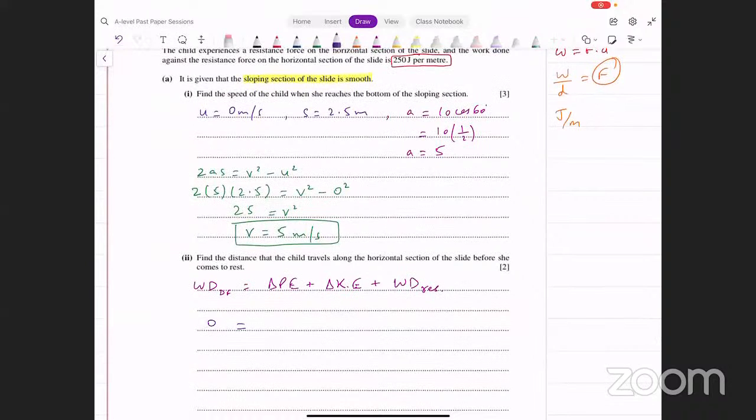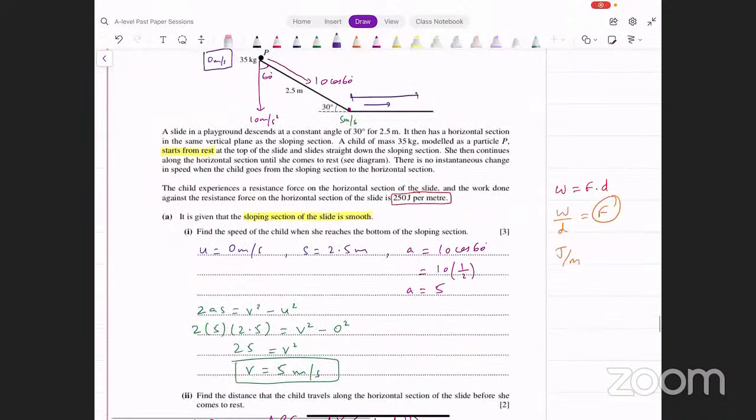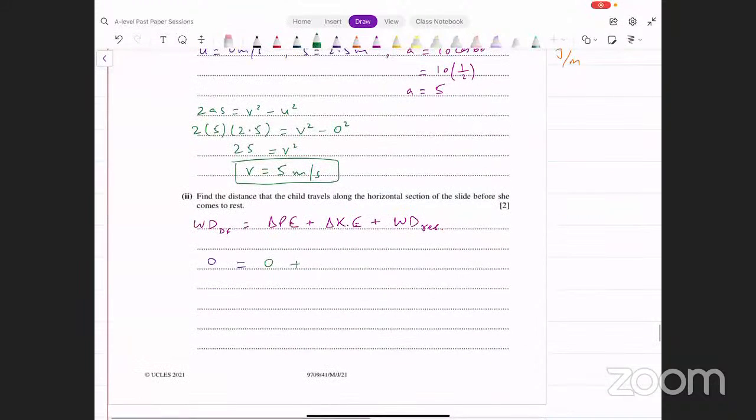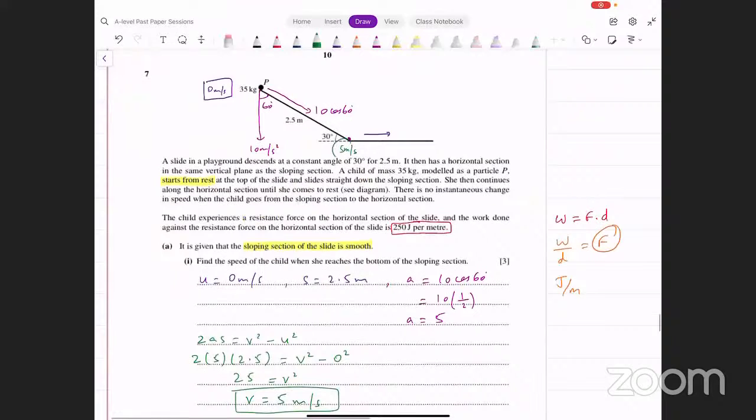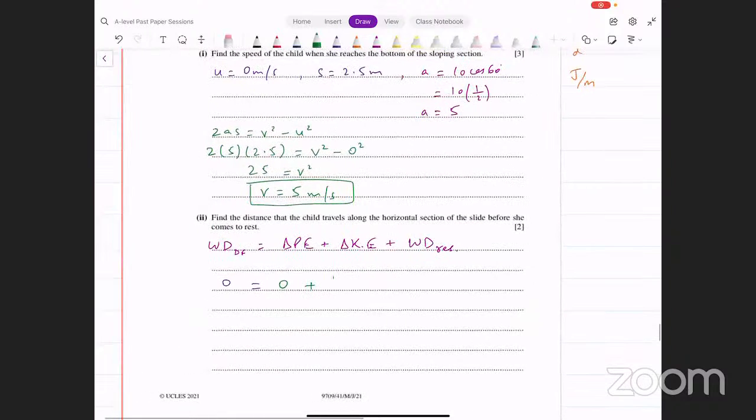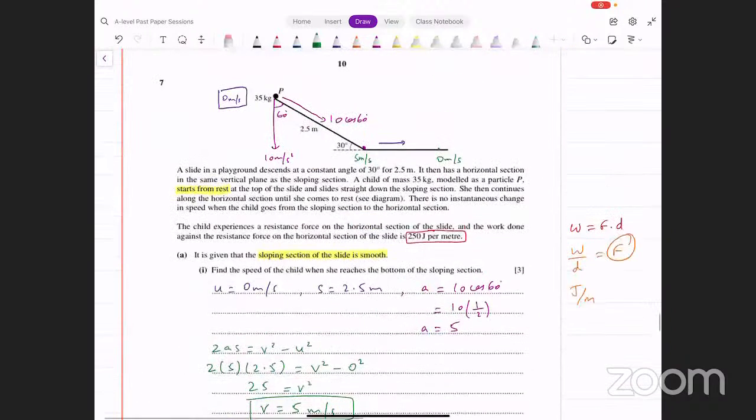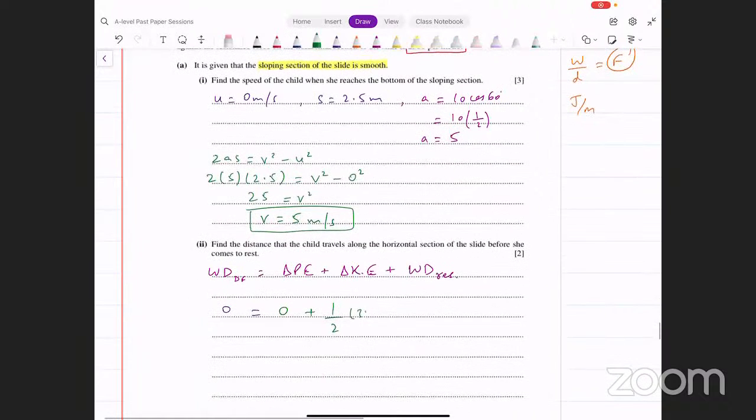What about the change in potential energy? Horizontal part में तो height change नहीं हो रही है, so there's no change in potential energy, right? What about change in kinetic energy? We know the initial velocity, we know the final velocity. End पर जाके उसने rest पर आना है, so the final velocity is also zero. Okay? तो हम क्या करेंगे? Change in kinetic energy find कर लें. Half into m is 35 here, into v square minus u square. Final velocity is 0. Initial velocity is 5. So that's 0 square minus 5 square. That's the change in kinetic energy.